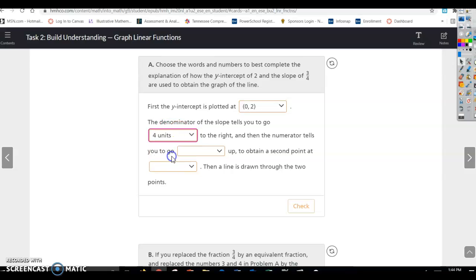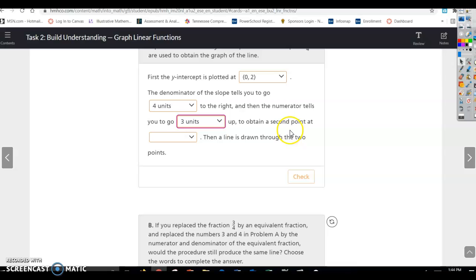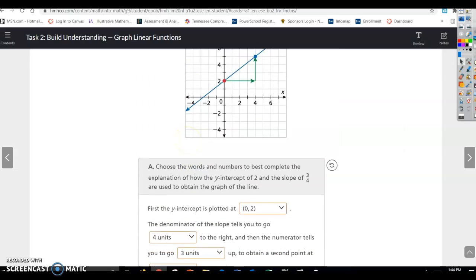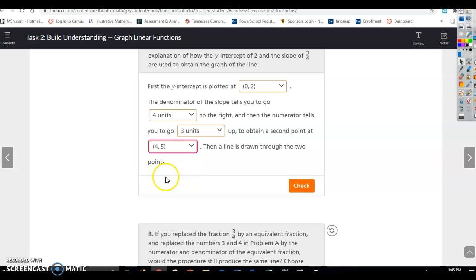So 4 units to the right, and then the numerator tells you to go up 3 units. Alright, and that obtains the next point, and your next point, if we went from 2, either up 3 over 4 or over 4 up 3, that puts us at 4, 5. So the other point is at 4, 5.